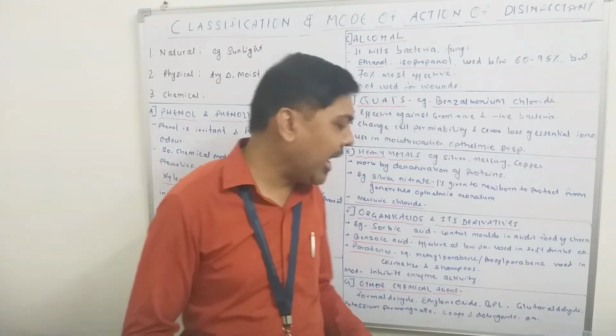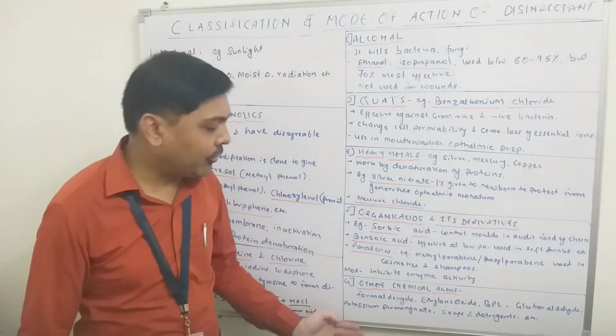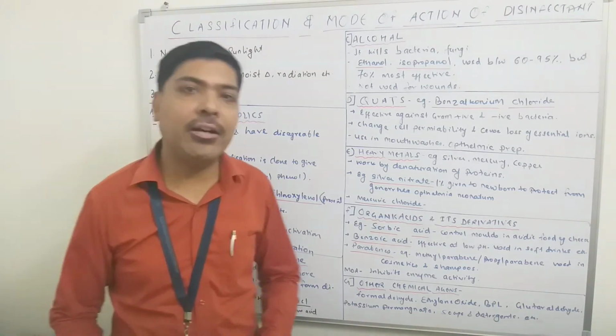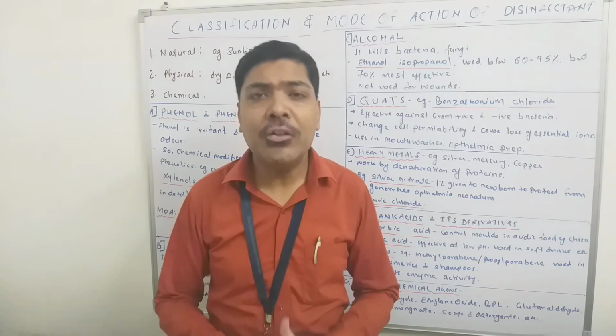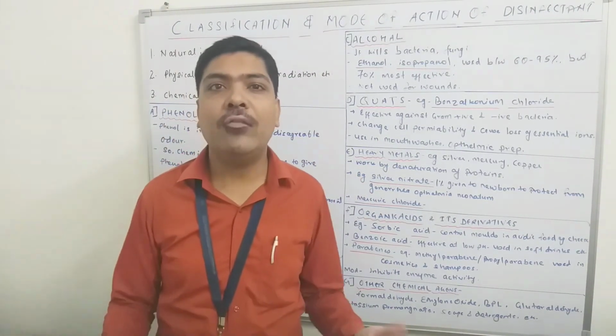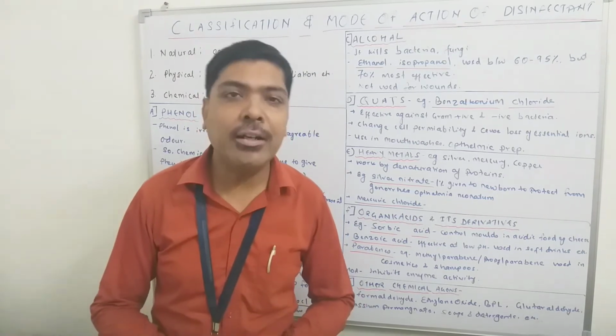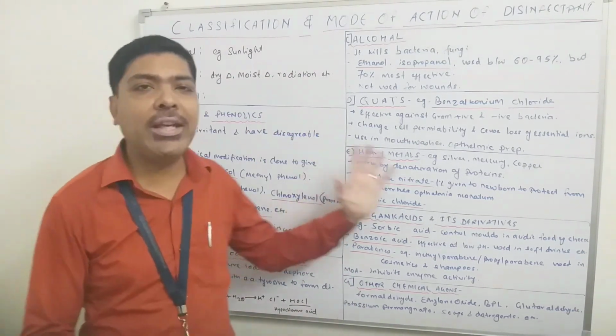But apart from that, various other chemical agents like glutaraldehyde, potassium permanganate, soaps and detergents are also rarely used for the purpose of disinfection. So this is all about the different categories of disinfectants which are available in the market, and depending upon the application and your preparation, we can choose one of the disinfectants.